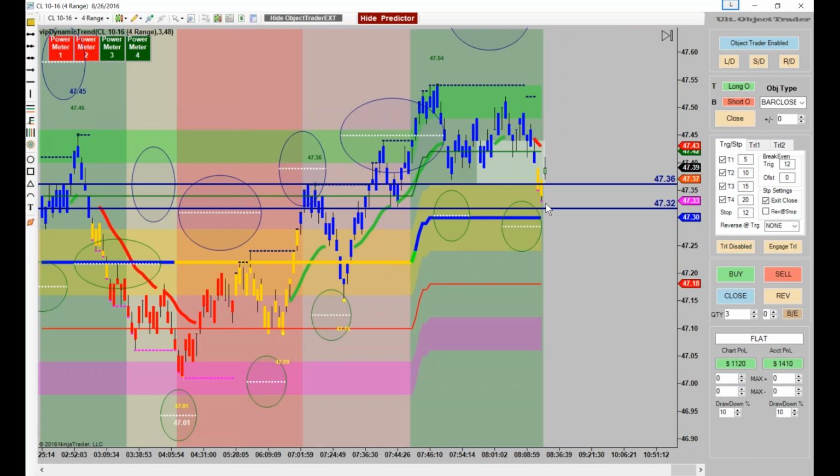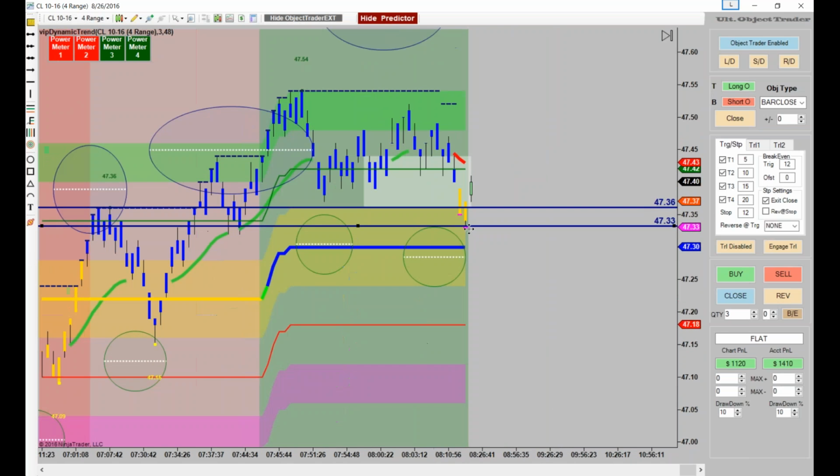But let's see if it doesn't do what we think it's going to do. Now if this comes back a little bit, I may chase it, but only if it comes back into this area. And as long as it's thrusting like that, I'm not chasing it. Everybody see why I'm not chasing it? Because I drew it exactly, and while I was talking, it hit it. That was a predictor trade. Look at that. On the money predictor trade.